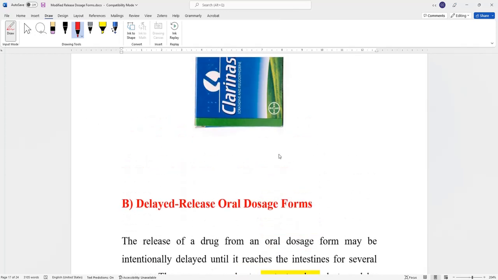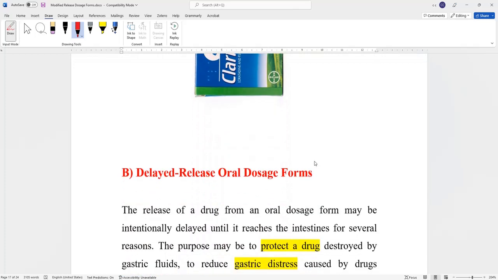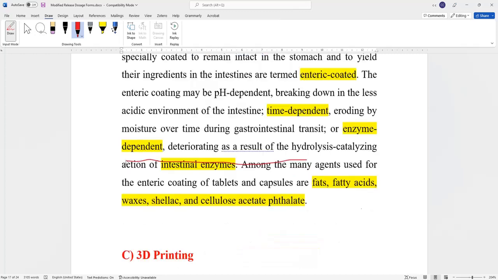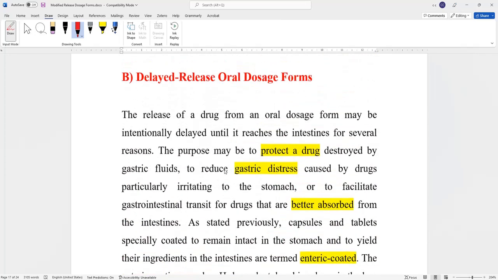طيب خلصنا. Now we finished the examples of extended release formulation or products. Now we will talk about اللي هو delayed release oral dosage form. Delayed. Now we are talking about ايش؟ delayed. طيب delayed معناته remember we talked about this, it's not prompt, it's not immediate, so it takes time and then the drug starts releasing. Usually we are talking here about releasing the drug in the intestine.